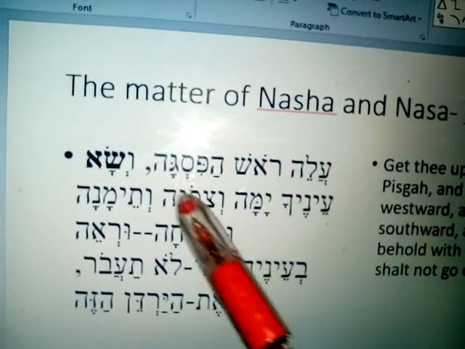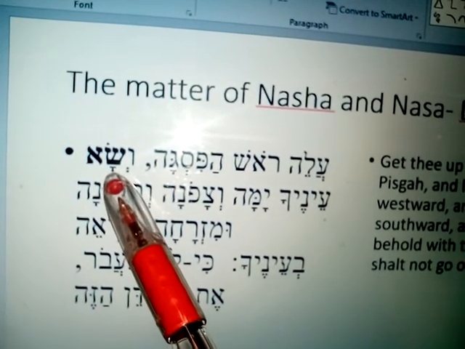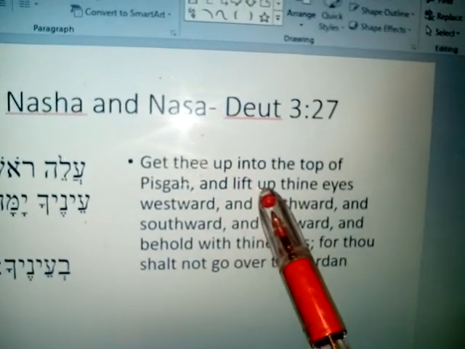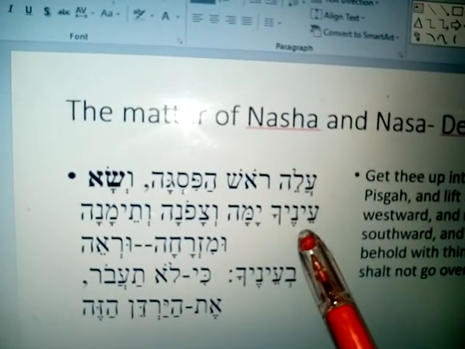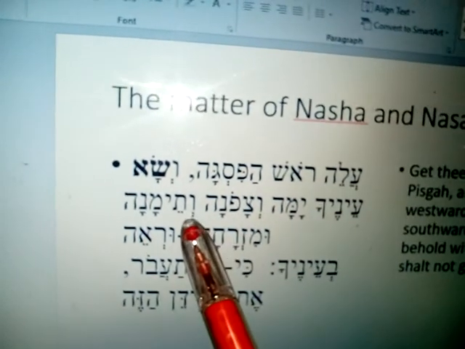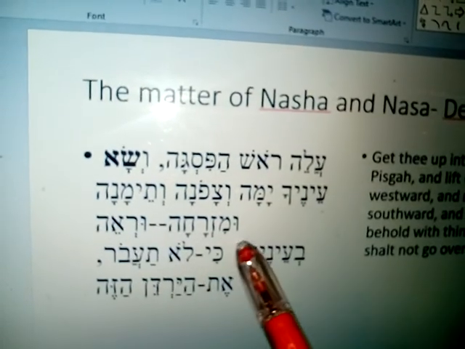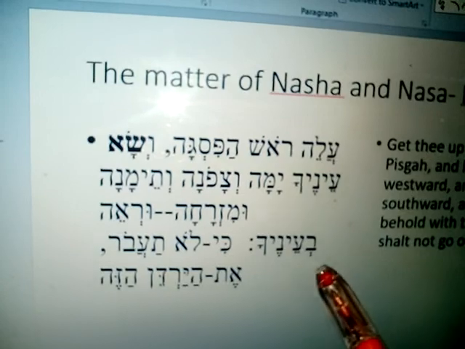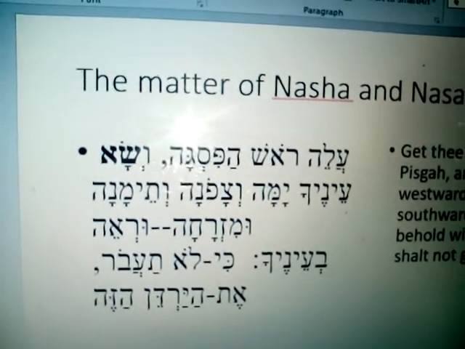So what's being stated right here was Sa, and it means what? Lift up. Wasa, and lift up Eneka, your eyes. Yama, westward. Wazafona, northward. Watemana, southward. Umizraka, and eastward. Ur'e, and see. Be'eneka, with your eyes. So we just want to point that out for reasoning purposes.